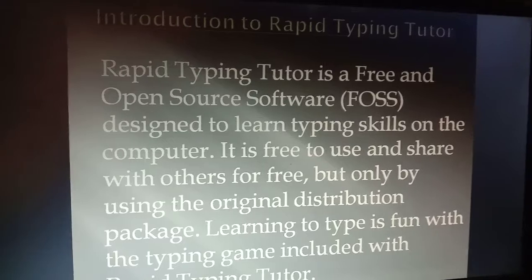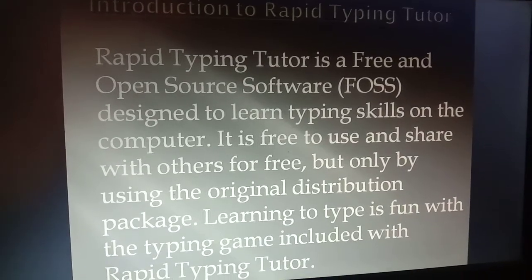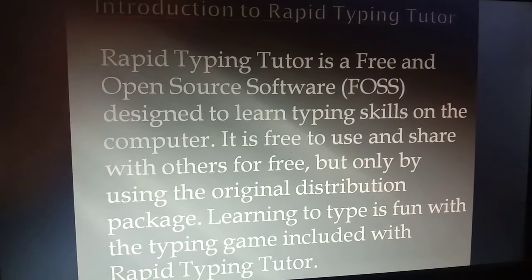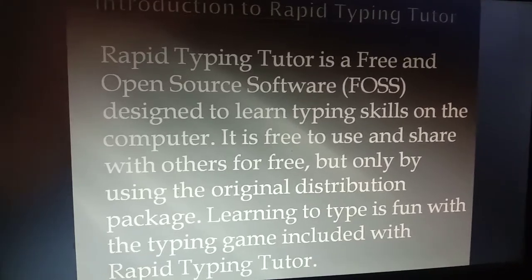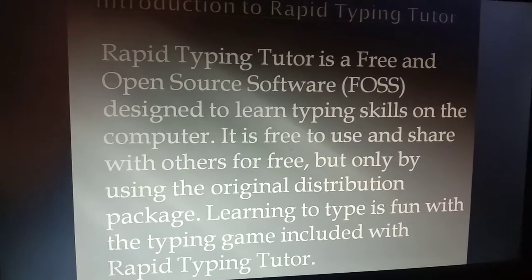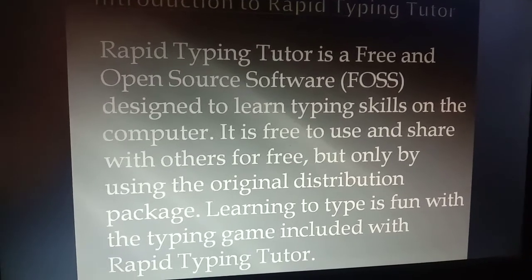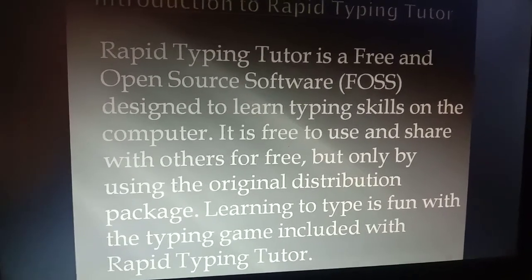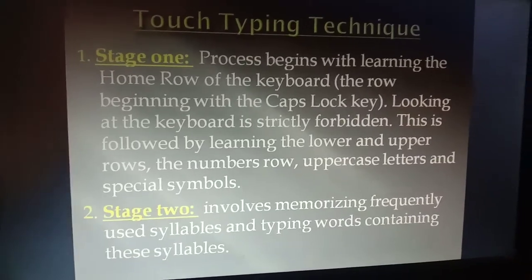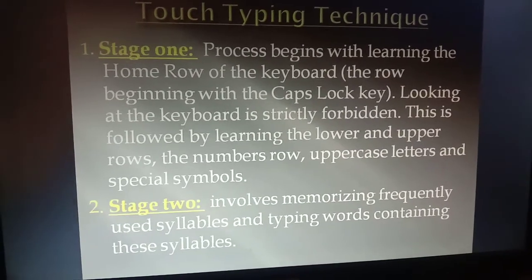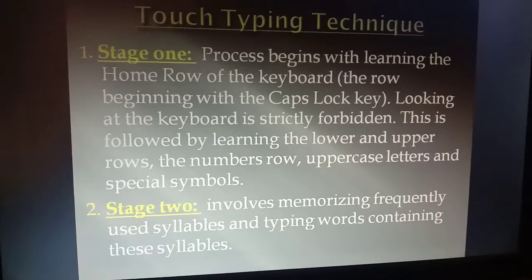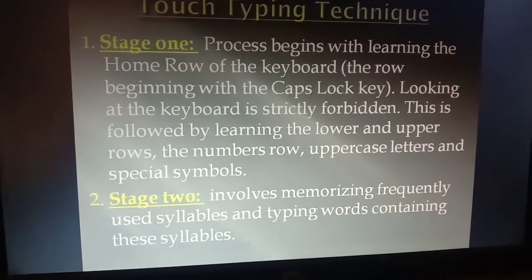Open source software is software which is free and you can download it from the internet without paying any money. Basically it is used for rapid typing or simple typing games. Basically it includes 3 stages, known as the touch typing technique. Now let's discuss one by one.